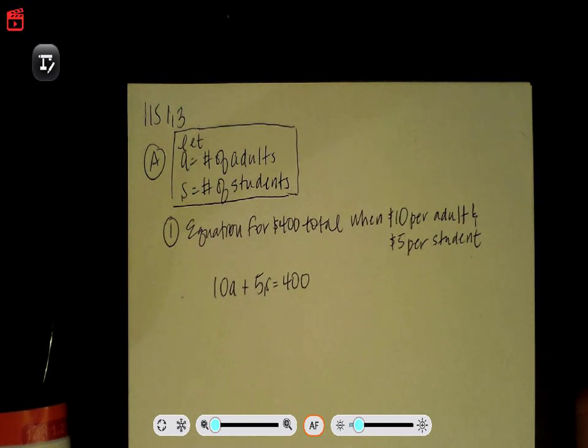Hi guys. I saw that some of you had difficulty with the second equation, and I wanted to just talk through the answers for part of ISS 1.3.